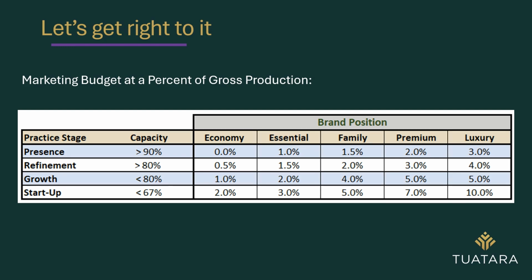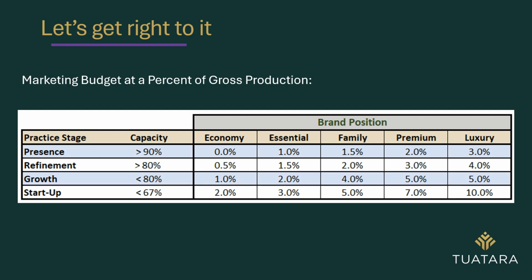I think capacity is something we're probably all pretty familiar with, but brand position might be new to you. So brand position, we bucket these into 5 categories: economy, essential, family, premium, and luxury. If you're familiar with brand position already, then you can go ahead, find your brand position as well as your capacity, and then find yourself on the matrix. And that is what we would recommend as a good framework for you to set aside for your marketing budget as a percent of your gross production.